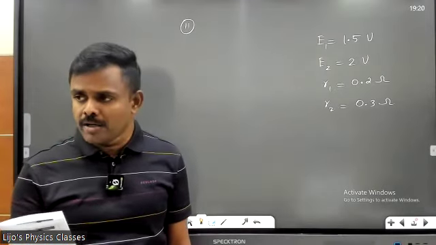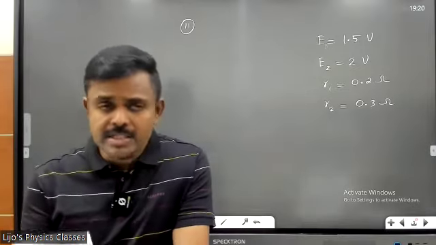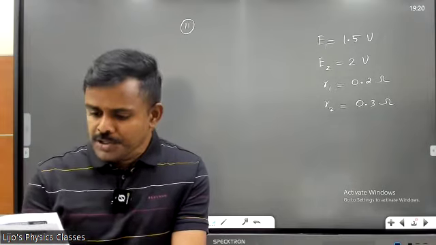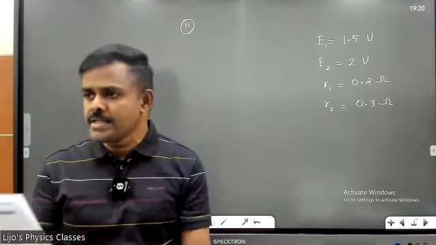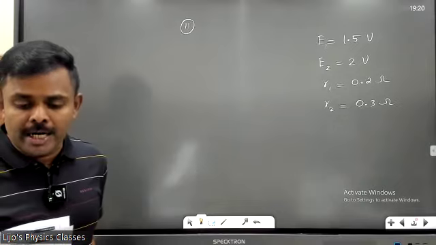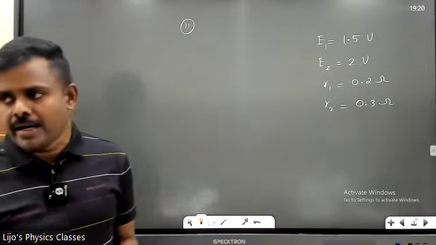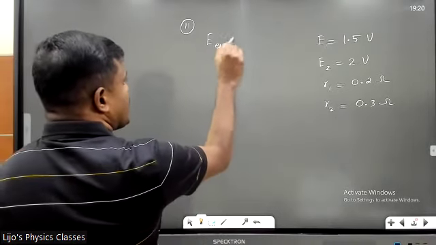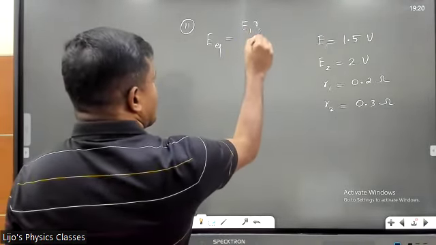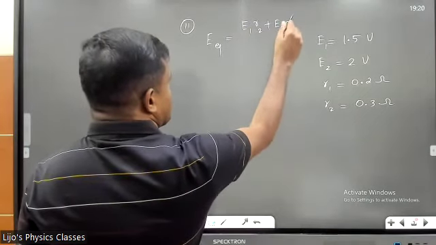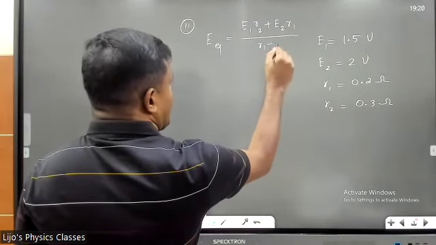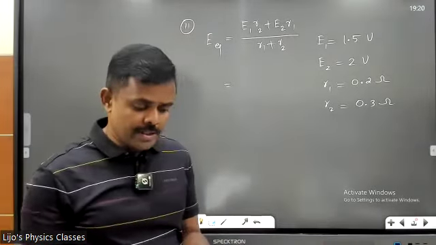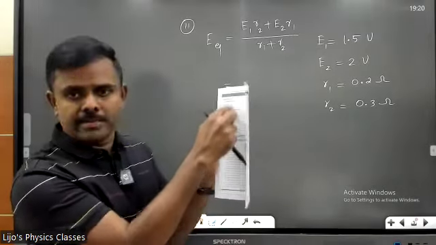They are connected in what? Can you please read the question? Question number 11. 2 cells of EMFs, 1.5 volts and 2 volts, having internal resistances 0.2 ohm and 0.3 ohm are connected in parallel. Underline the word parallel. Parallel. What is the equation for equivalent EMF? Do you remember? E1R2 plus E2R1 divided by R1 plus R2. So what is my point? You have to learn that equation by heart. That is why I gave those equations in a box in the beginning.